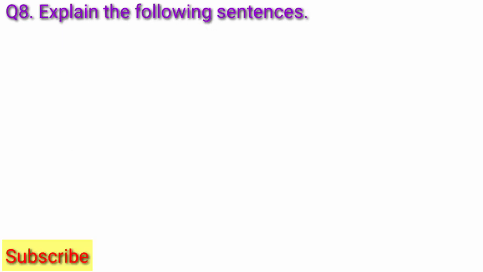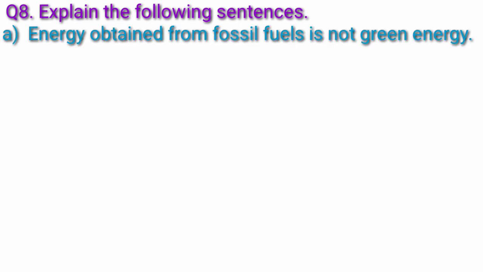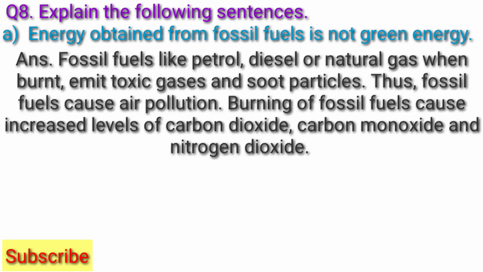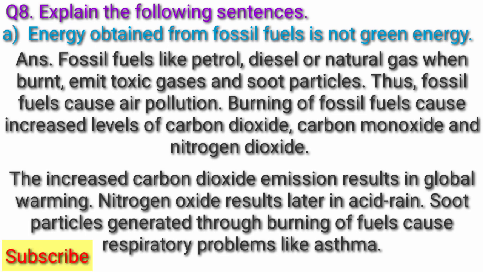Next, question 8. Explain the following sentences. A. Energy obtained from fossil fuels is not green energy. Answer. Fossil fuels like petrol, diesel, or natural gas, when burnt, emit toxic gases and soot particles. Thus, fossil fuels cause air pollution. Burning of fossil fuels causes increased levels of carbon dioxide, carbon monoxide, and nitrogen dioxide. The increased carbon dioxide emission results in global warming. Nitrogen oxide results later in acid rain.